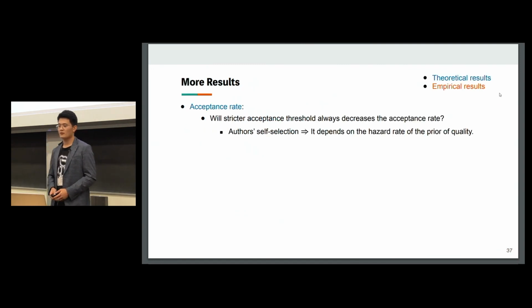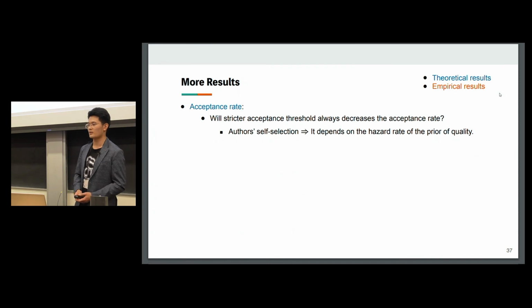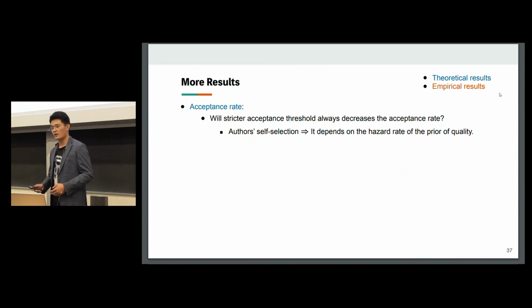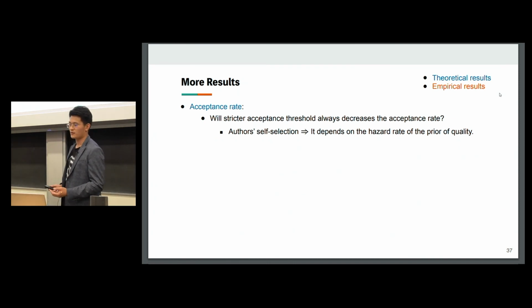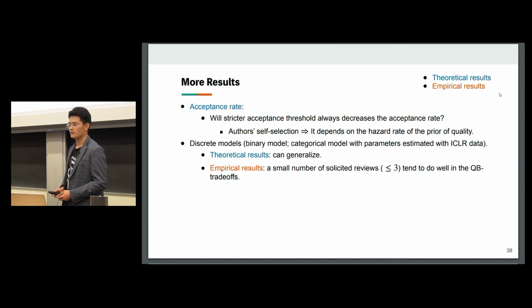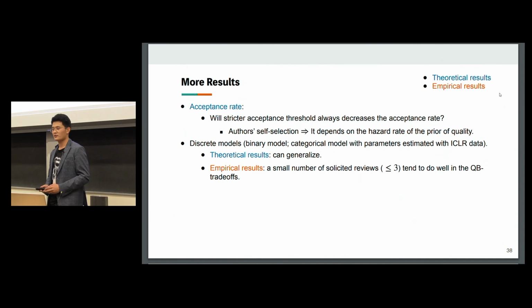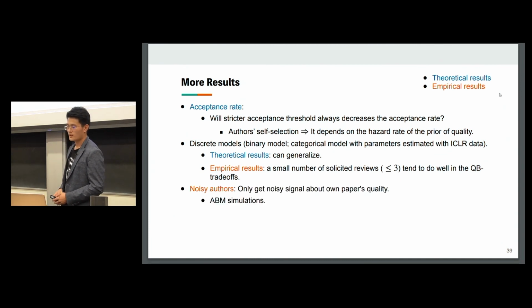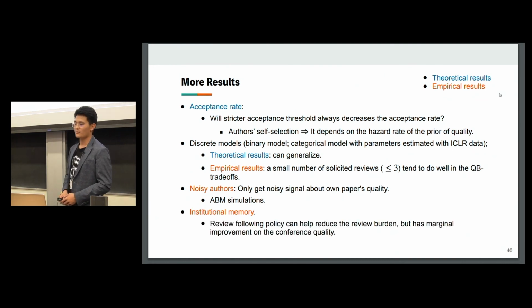All right, I don't think I have enough time to cover the other results, but we have some other results like the discussions on acceptance rate. We have some models that are not continuous but discrete, and some of these are learned from real data. We discussed noisy authors who cannot observe the true quality of the paper. We also have some discussions on the policy of the conference having some memory, for example, a lot of review to follow it.